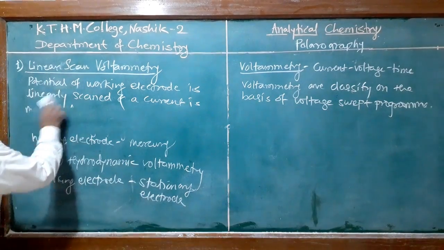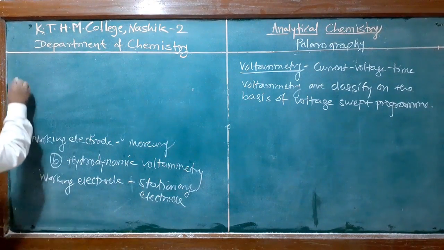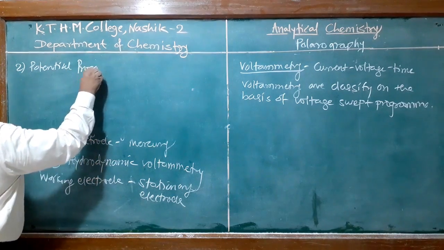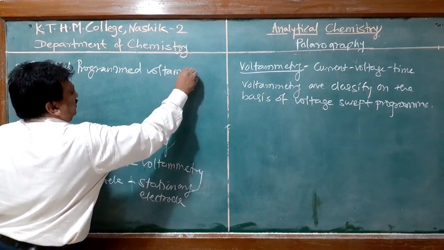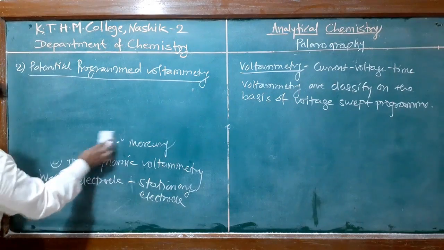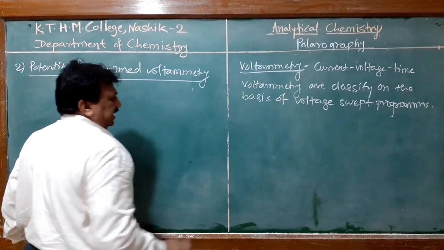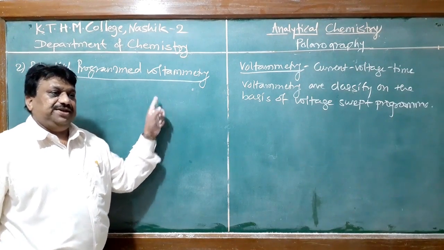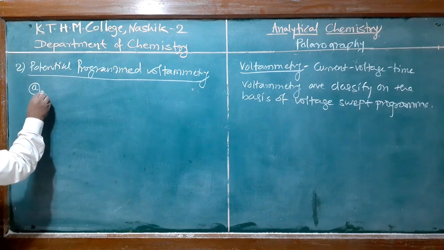mercury electrode. Now, second type of voltammetric technique is called as potential program voltammetry. In this case, potential of working electrode is programmed, that is not linearly increased or decreased, but it is increased or decreased according to requirement of the reaction. Therefore, it is called as potential program voltammetry. Potential program voltammetry are classified into four different types.